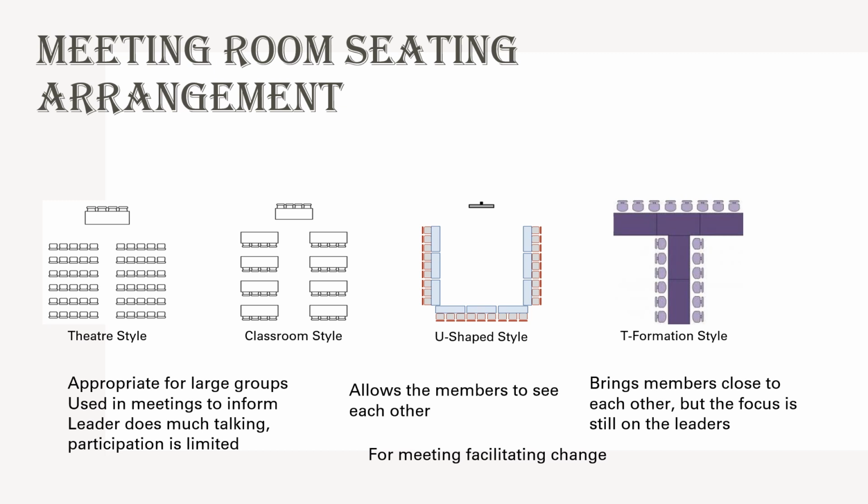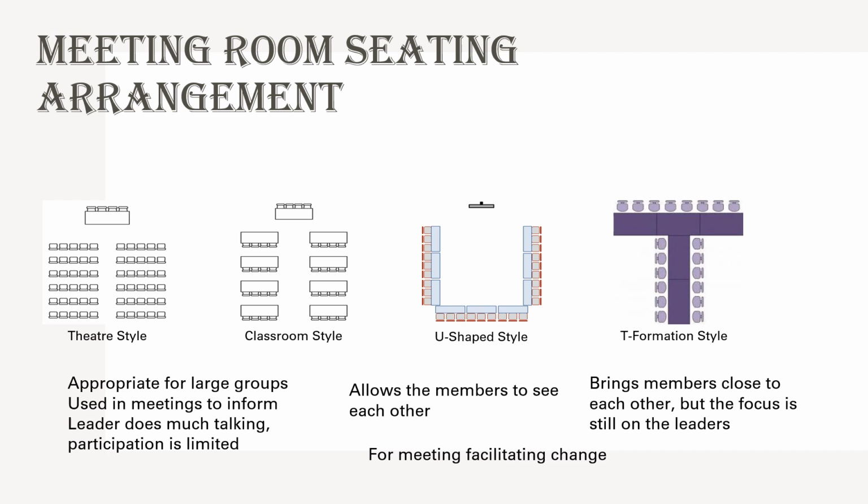Coming to the U-shaped style, this may also be called a banquet style, wherein the leader or the convener of the meeting is sitting at the center and the other people are surrounding the center in a U-shape. This U-shaped style allows the members to see each other. And because it allows you to see each other, such seating arrangements may be used for problem solving or for facilitating meetings.